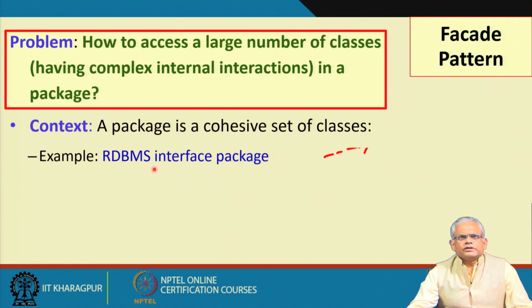Now, here the service package is a cohesive set of classes. An example can be an RDBMS interface package, where we might open a connection to the RDBMS, request various types of data and various types of operations on the data. This is a service package, the RDBMS service package, and there are many classes inside it, not shown here, but there are many classes which collaborate among themselves to provide the necessary service.